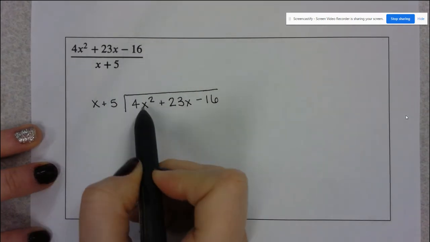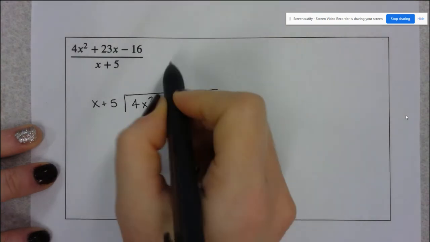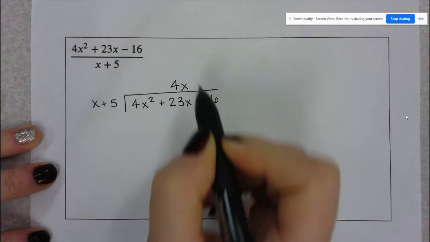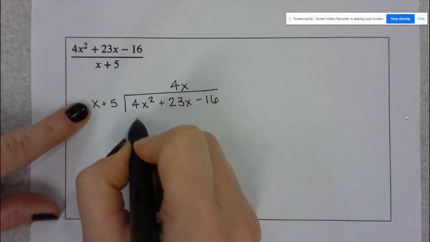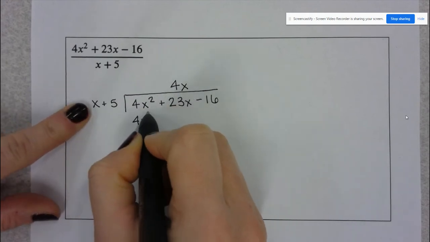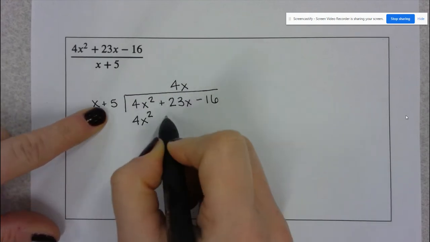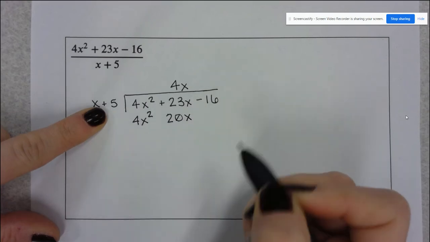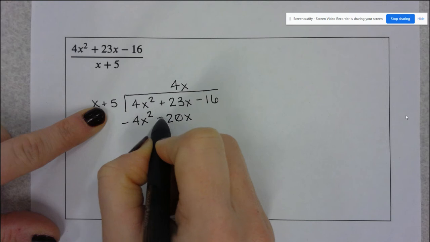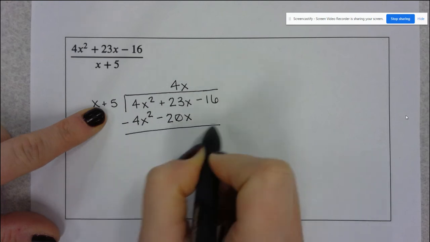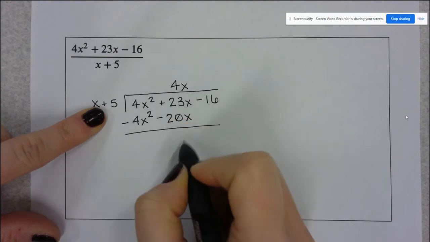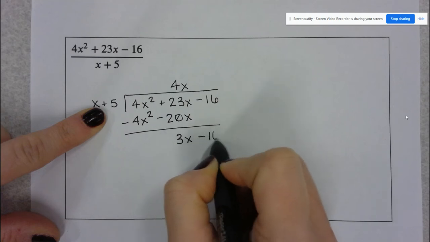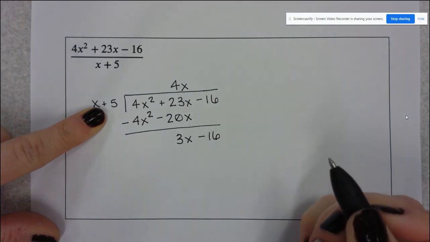So in order to get 4x squared from x, I need to multiply by 4x. So 4x times x is going to give me 4x squared. 4x times 5 is going to give me 20x. Subtracting these here, no more x squareds. This is going to leave me with 3x and then minus 16.